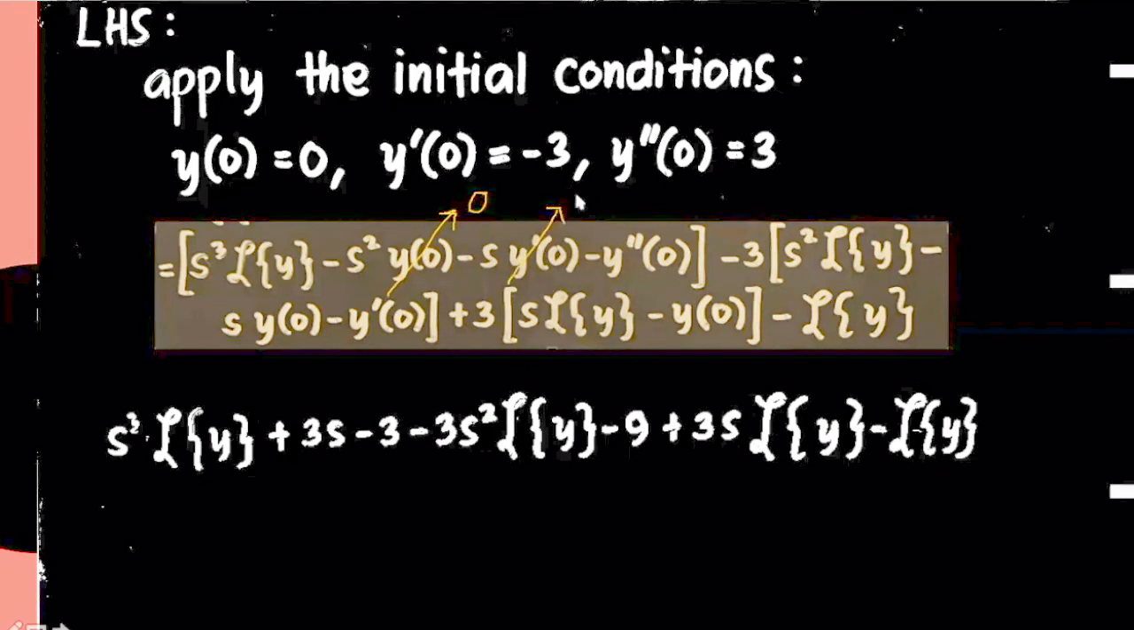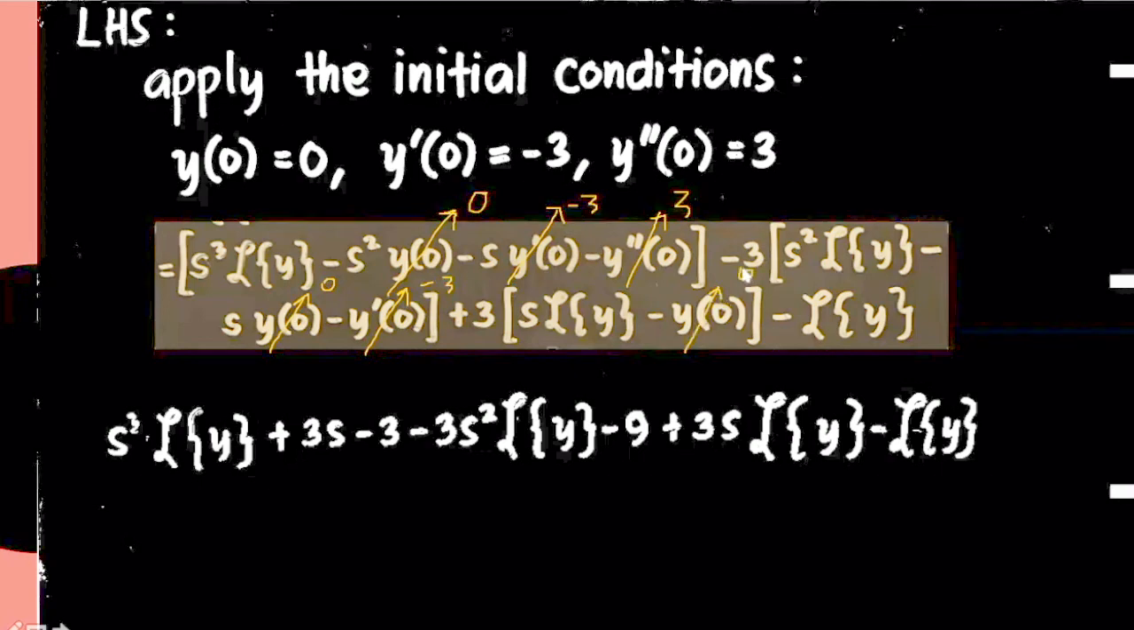Y prime of 0 is equal to negative 3. Y double prime of 0 is equal to positive 3. Here, this will be replaced by 0. Y prime of 0 is equal to negative 3. And then here, y of 0 is equal to 0.